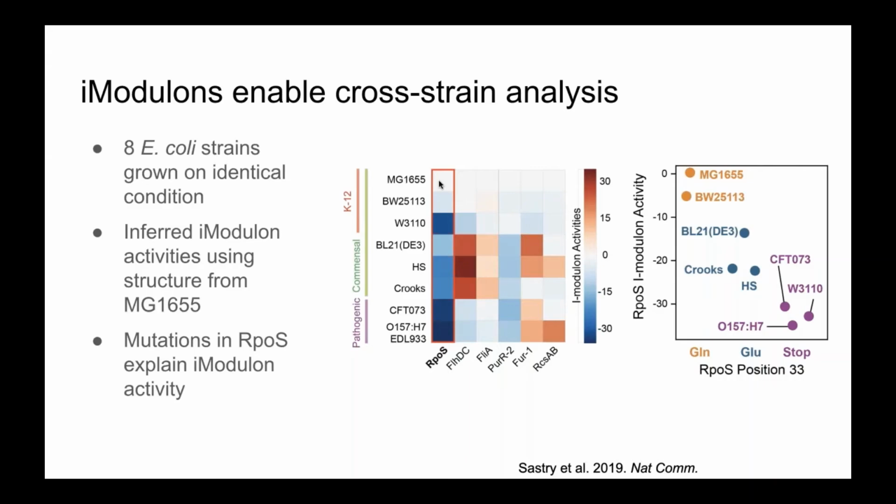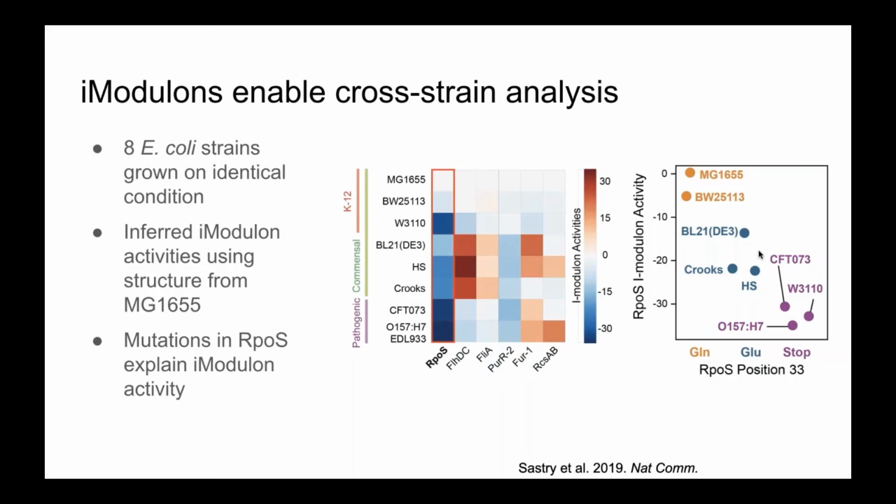So we found that RpoS had the most varying activities, even though it was always grown on the same condition. So we looked into the genotype and found that the strains that had the lowest RpoS activity had a stop codon very early on in the RpoS protein. Then we had some strains that had a glutamate and a glutamine, and those also seemed to change its activity. So we have a clear connection between the genotype and phenotype. The mutations in RpoS explain the iModulon activities.